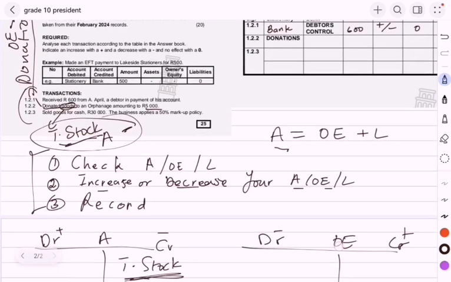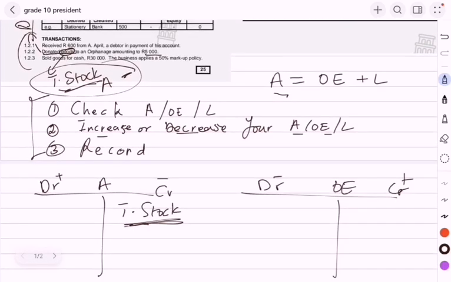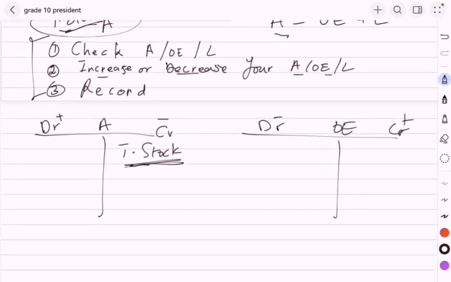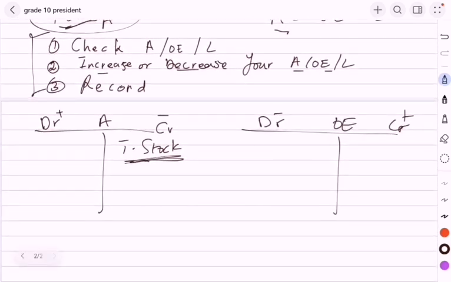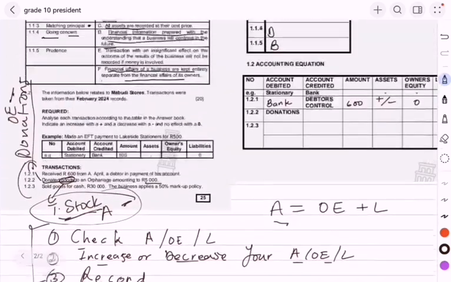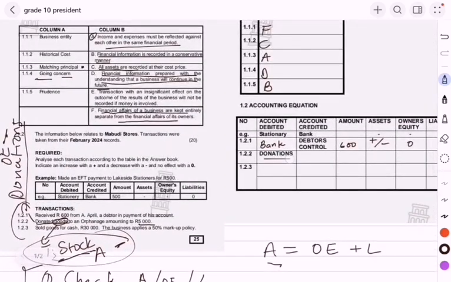Then now, for donations, how do they affect owner's equity? They decrease owner's equity. So where does it decrease your owner's equity when it comes to donations? On the debit side, of course. So the account that is going to be debited is your donations, and the account that is going to be credited is your trading stock. Perfect. And by the look of things, it was already written down there for us.